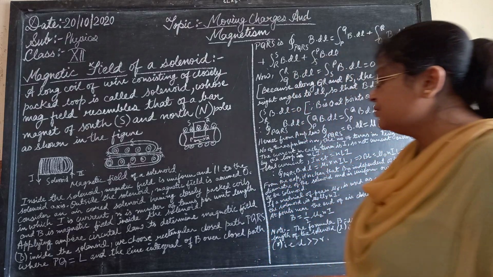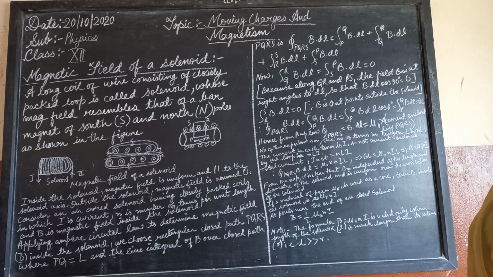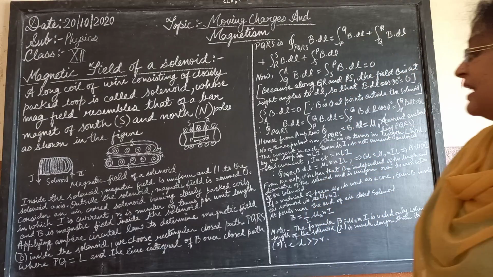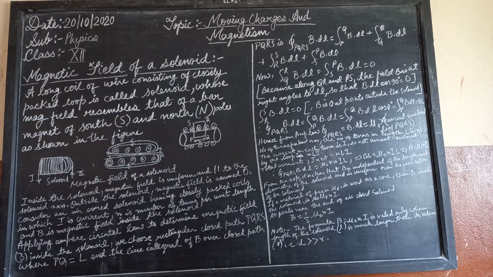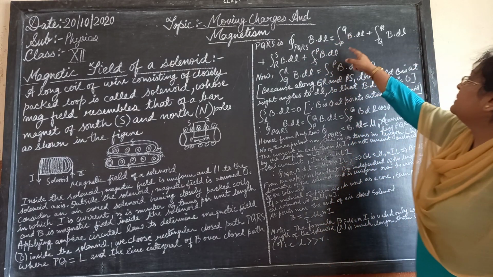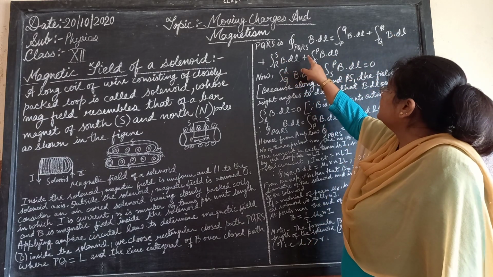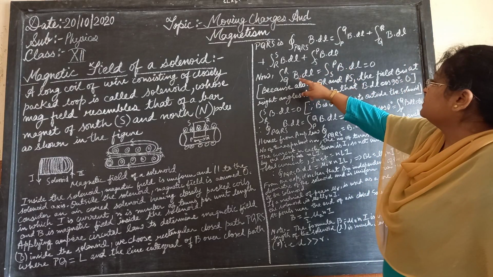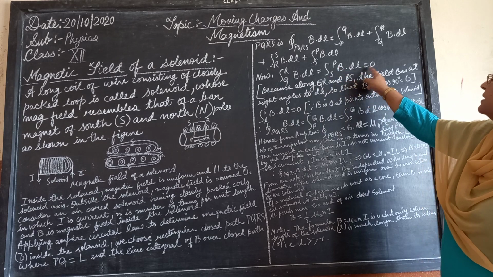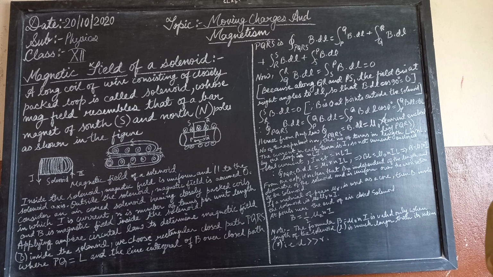Applying Ampere's circuital law to determine the magnetic field B inside the solenoid, we choose the rectangular closed path PQRS where PQ is equal to L. The line integral of B over the closed path PQRS, ∮ B·dl, will be equal to the integral from P to Q of B·dl plus Q to R B·dl plus R to S B·dl plus S to P B·dl. The Q to R and S to P integrals are equal to 0.